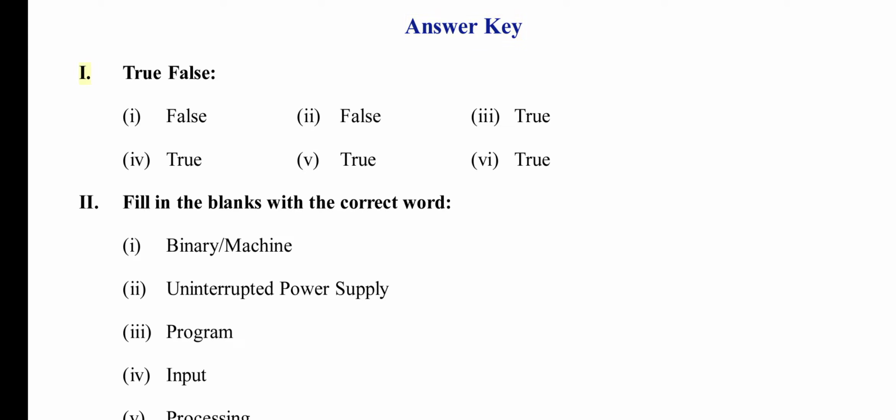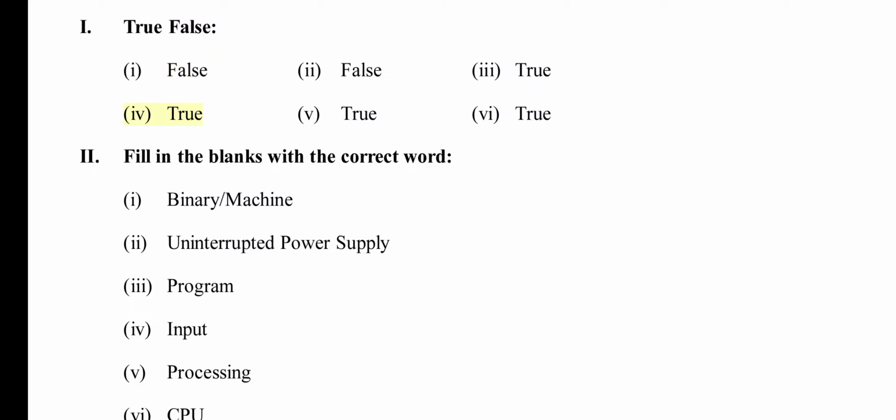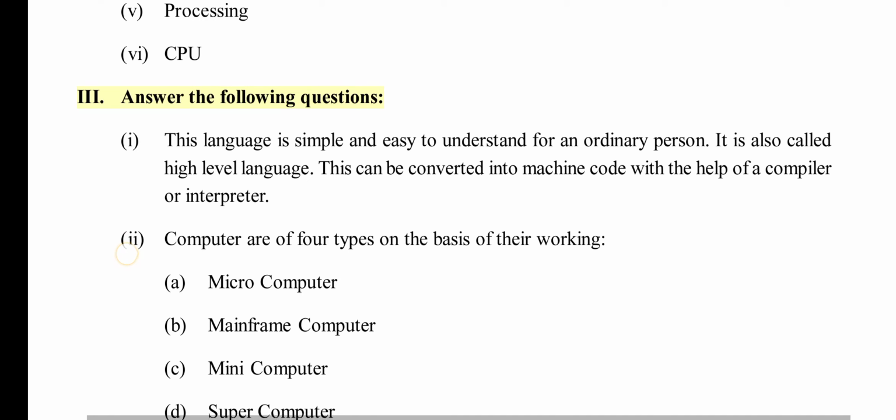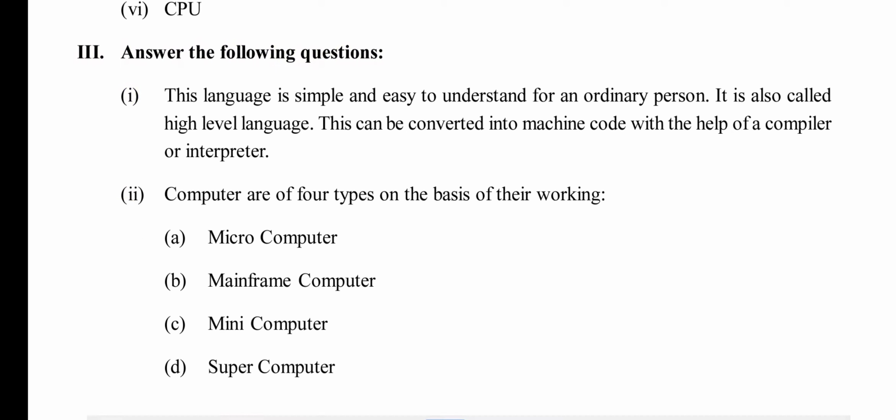Answer key. One, two: True, false. False, true, false, true. Fill in the blanks with the correct word: Binary, machine, uninterrupted power supply, program, input, processing, CPU. Three: Answer the following questions.